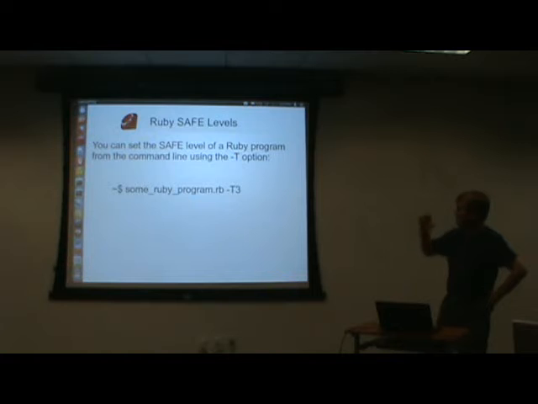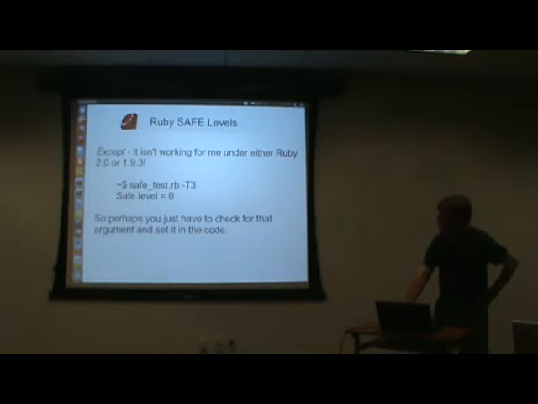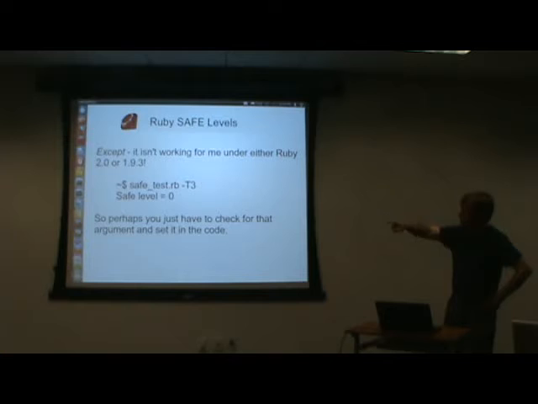You can also set the safe level of your program using the -T option. So here's a little program you could write that would output the value of $SAFE. And that's just to show you how simple it is. For me, I haven't been able to get the command line -T argument to work in either 1.9.3 or 2.0. I build from source, so I don't know if that has to do with my build or whatever. Maybe it doesn't work, maybe it's been deprecated.